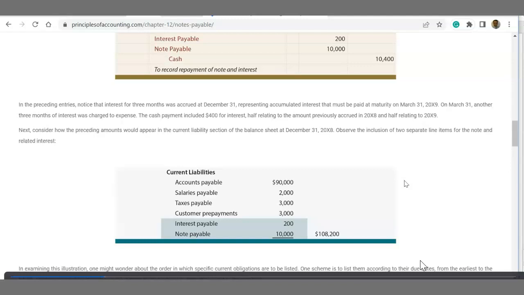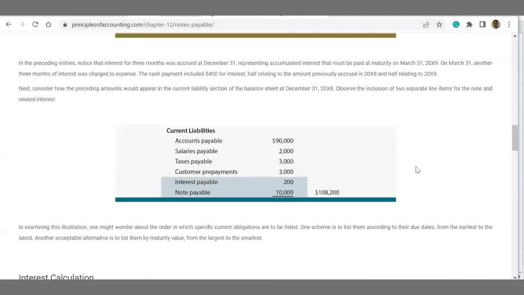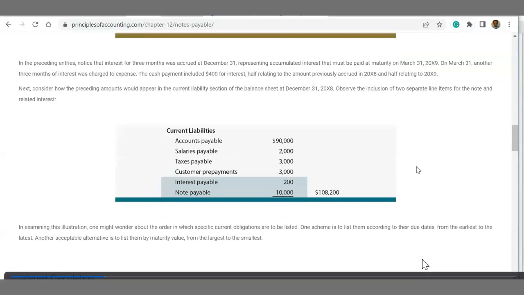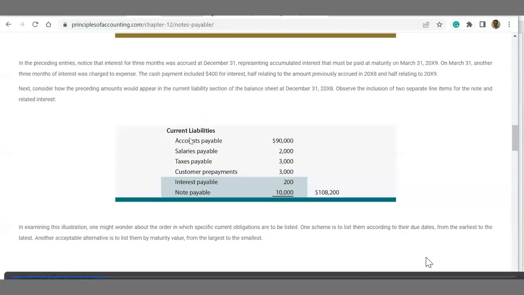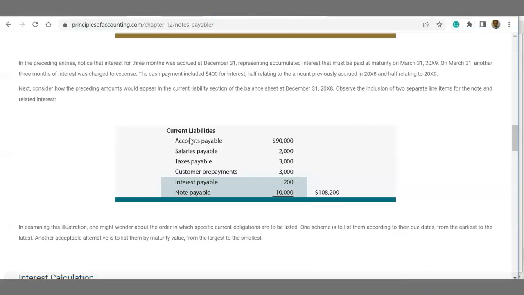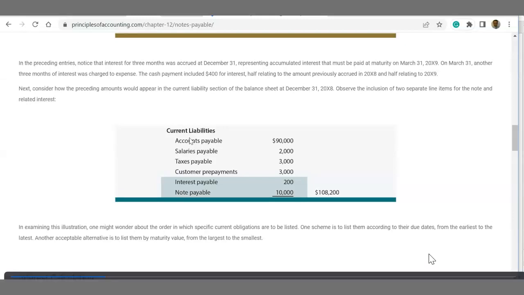Okay, if we are okay with this, let's move on and look at the balance sheet. Looks like this is a balance sheet. We have the current liability section of the balance sheet. In the liability section, you have two parts, either current liabilities or long-term liabilities.